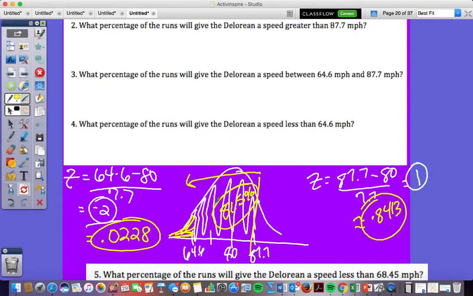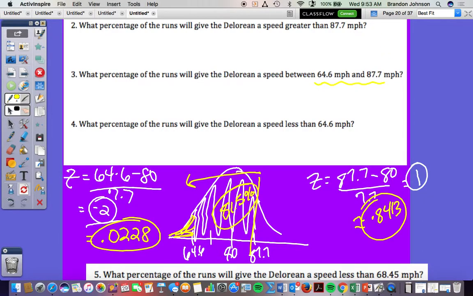And then the last thing, I didn't do it yet, is to do it in what? Context. Grace, do you want to try that? In the context of number 3? Because that's what we did, right? We found the area between these two. So could you just tell me how 81.5% relates to this problem? The percentage of runs the DeLorean would give in the speed between 64.6 miles per hour and 87.7 miles per hour would be 81.5%. You're right. Good. Are there questions on that?